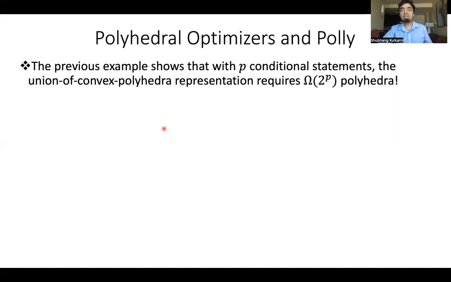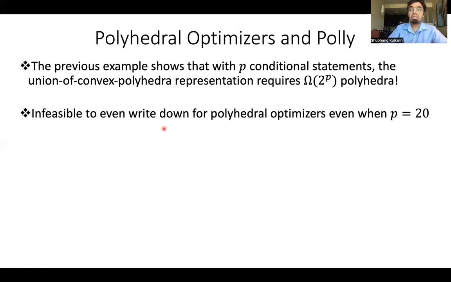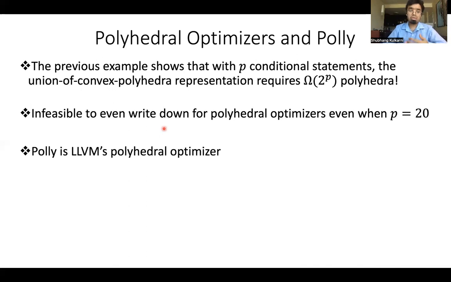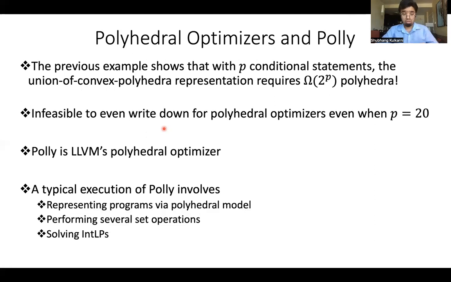Of course, this argument can be generalized to show that if I had P such conditional statements, then the union of convex polyhedra representation would in fact require a number of polyhedra exponential in P. This is infeasible to even write down for polyhedral optimizers when P is equal to 20. We're going to be focusing our attention on Polly, which is LLVM's polyhedral optimizer. Here, a typical execution of Polly involves representing programs via first the polyhedral model, then performing several set operations on these polyhedrally represented sets, and then finally solving an integer linear program on these sets.